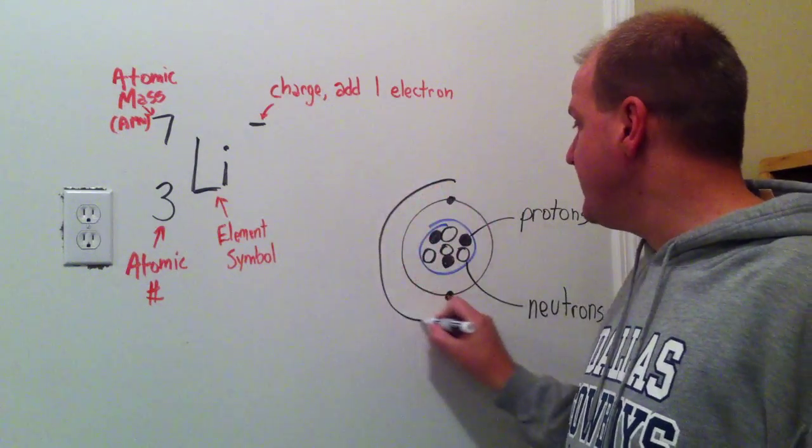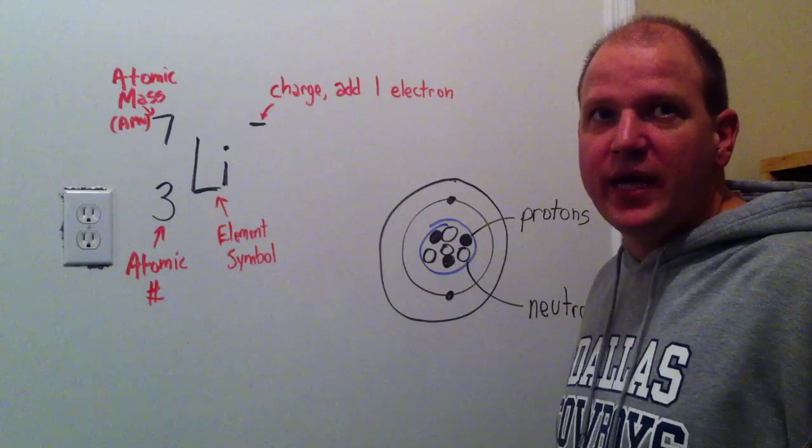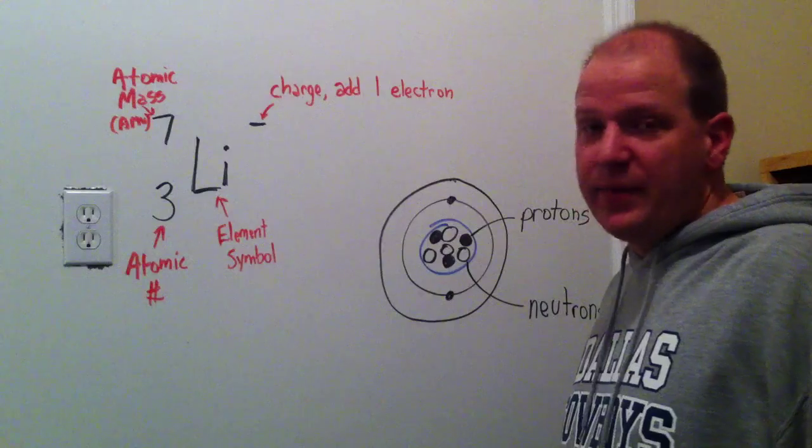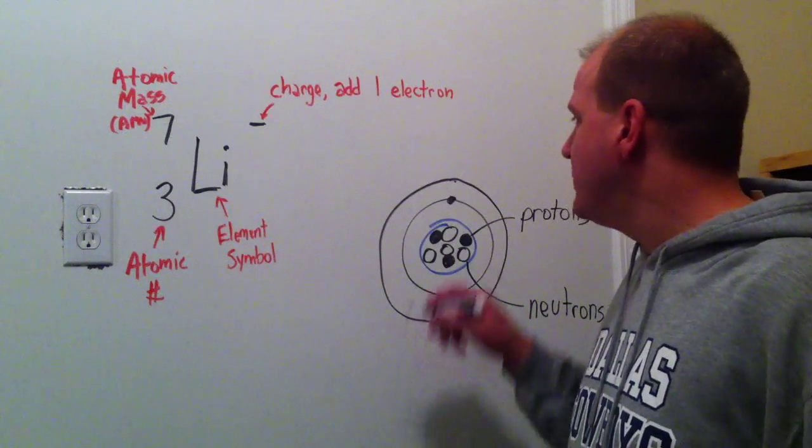Now, how many electrons can my second cloud hold? 8. That's right, Aubrey. Good job. So it can hold 8 electrons. How many do I need, though? I only need 2 more. I've already got 2 in the first cloud, so I got to do 2 more.